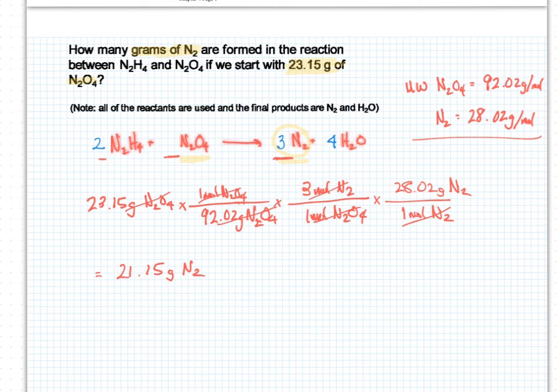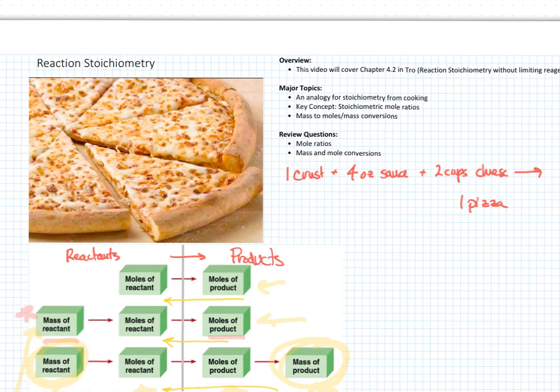Okay, the next video will be what happens if we have too much of one thing compared to the other. So going back to my earlier example, what happens if we don't have the exact right amount of stuff? All the examples I've given you so far, the pizza example as well as the chemical examples, I have exactly 1 crust for 4 ounces of sauce to 2 cups of cheese, yielding 1 pizza. And the chemical problems had exactly the right amounts of reactants in order to form the products.